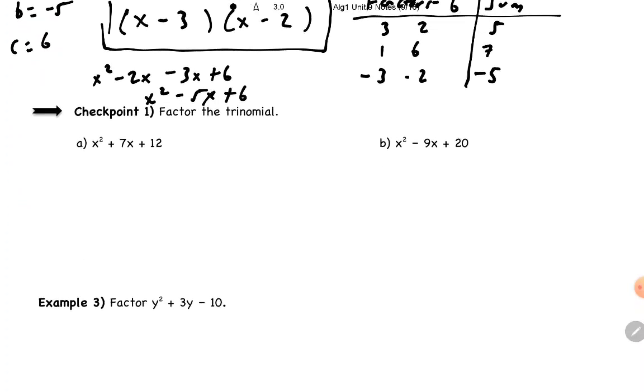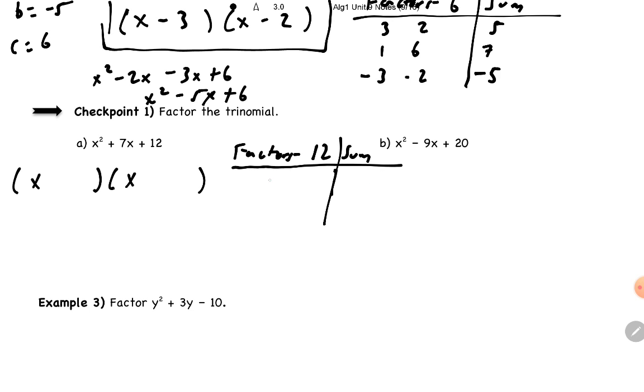All right, let's do some more. So we're creating two parentheses, put an x. Okay, factors of 12, and then the sum. 6 and 2, that equals 8. 12 and 1, that equals 13. And 4 and 3, finally, is 7. So plus 4, plus 3.